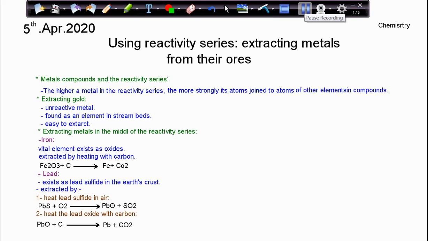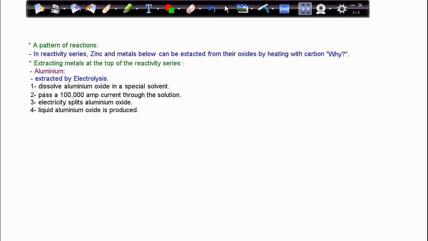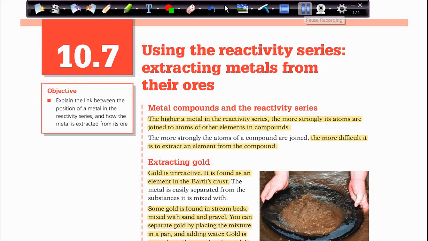Now please take out your notebooks and write down these notes. These are the main points of the lesson, okay? And this is the next page of the lesson, about a pattern of reactions, aluminium, and how we can extract aluminium by electrolysis. Now please, if you are done, open your books, page 194, 195, and let's start our lesson.